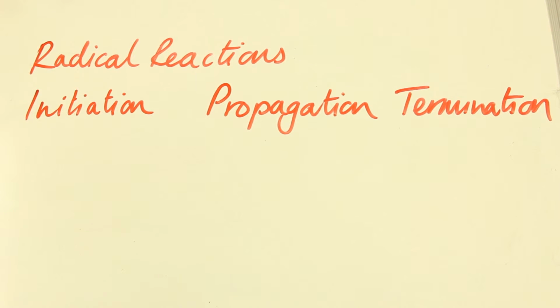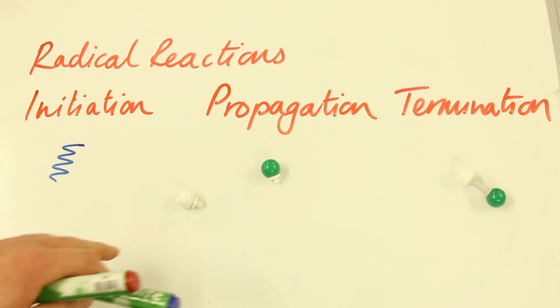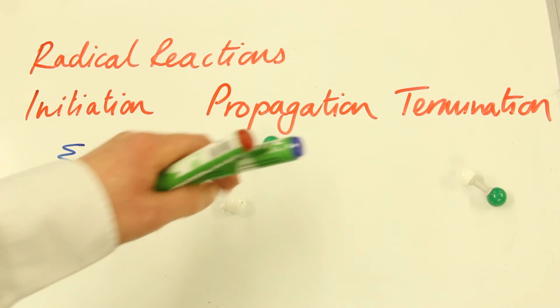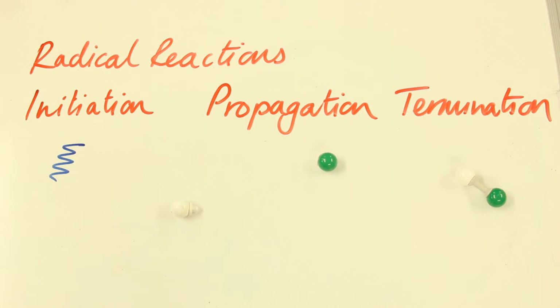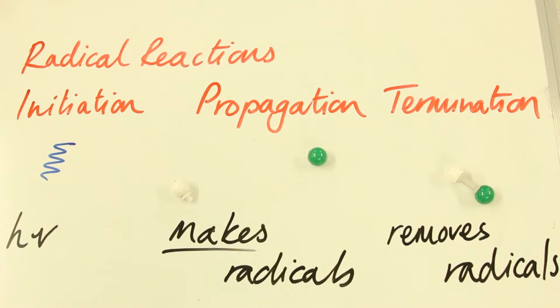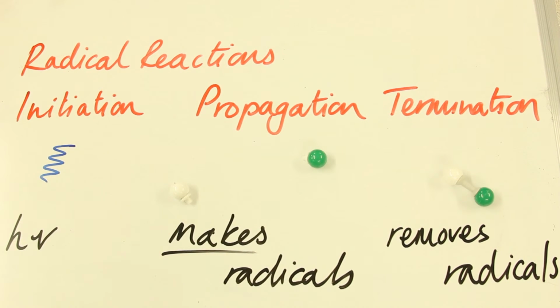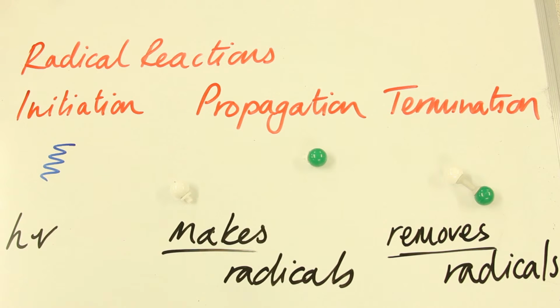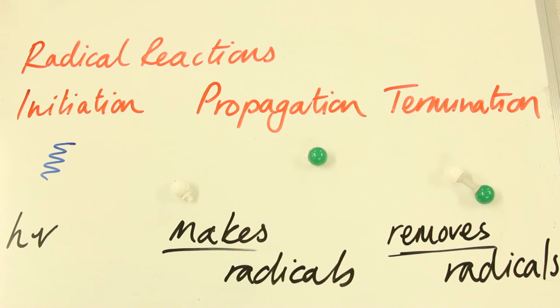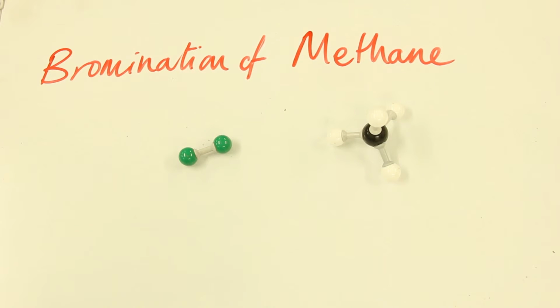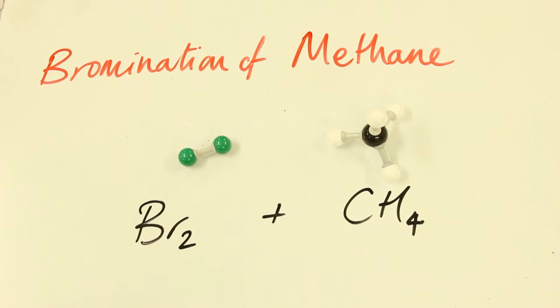So what you need to really remember about radical reactions is that there are always three steps: initiation, propagation, and termination. Initiation involves dissociation, usually with photon energy or H nu. Propagation makes radicals, uses radicals, and makes new radicals at the end. And termination always leaves you with non-radical species. So termination removes radicals.